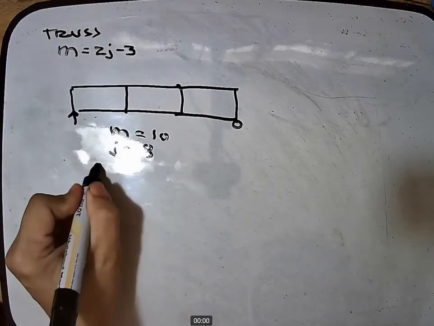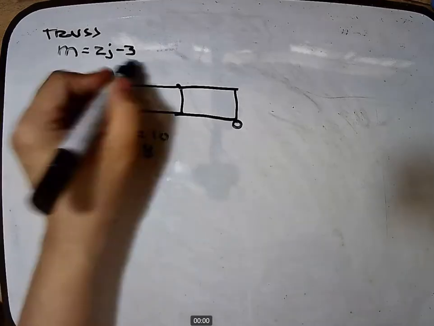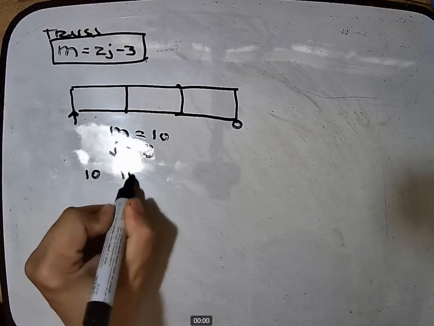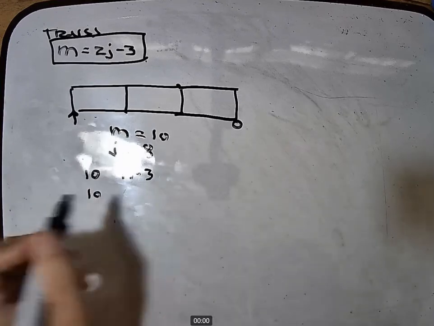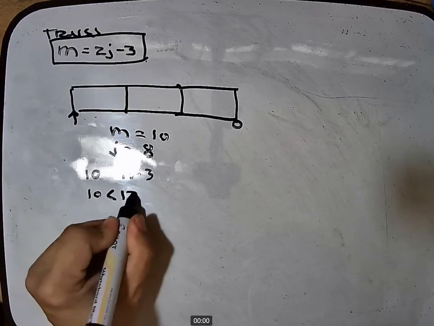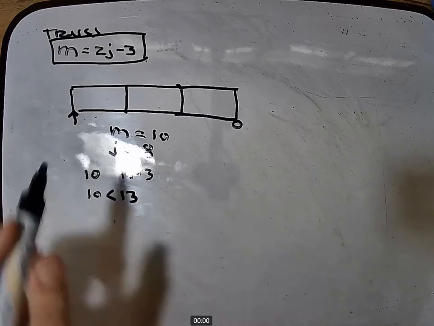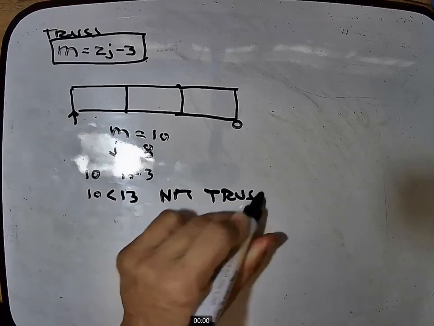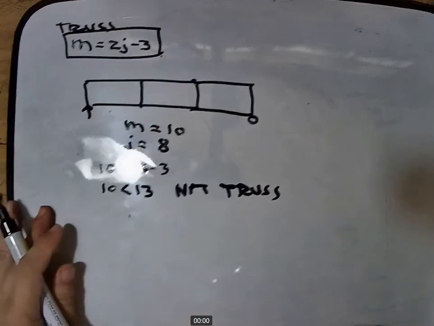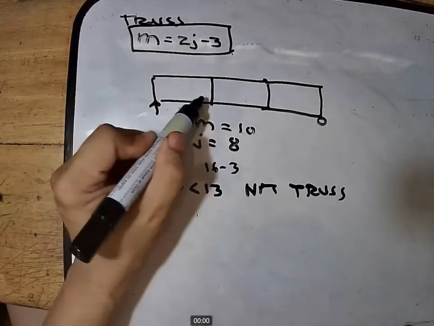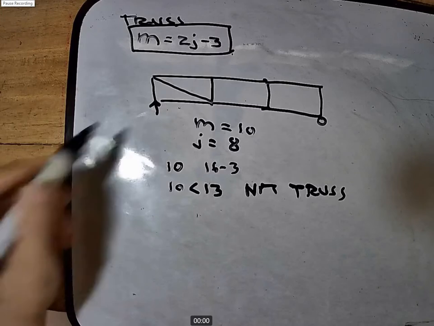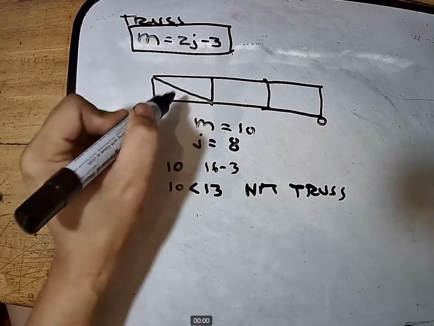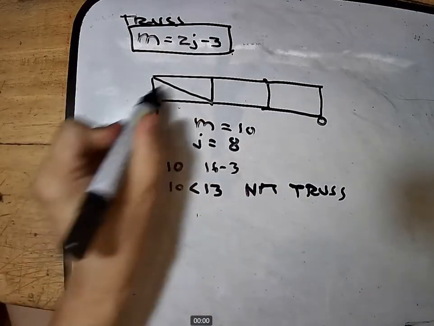So, let's check using this equation. So, 10, 2j is 16 minus 3. So 10 now is less than 13. Okay, so therefore, not a truss. Pero, lagyan natin ngayon ng isang triangle or lagyan natin siya ng diagonal member dun. So, magiging dalawang triangle. Let's see if this now becomes a truss.